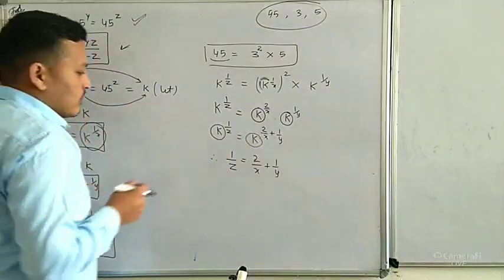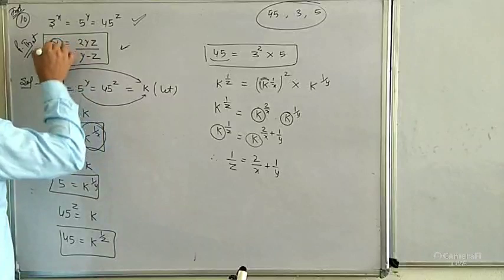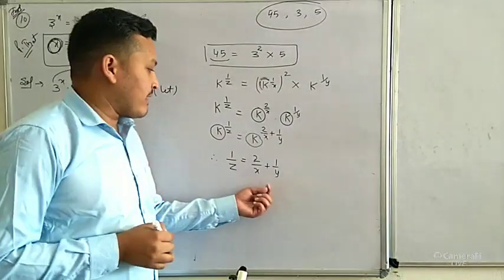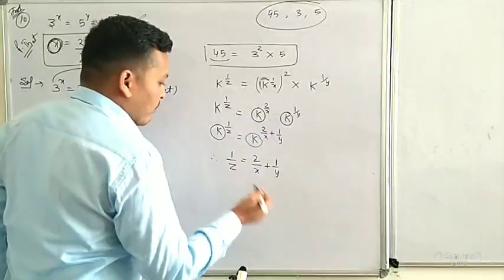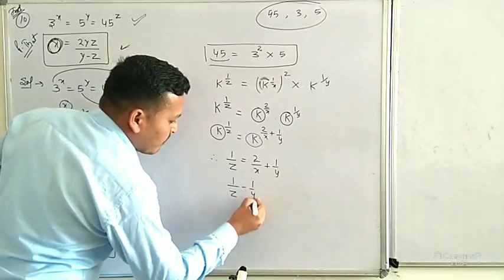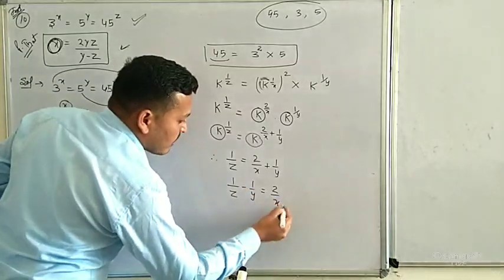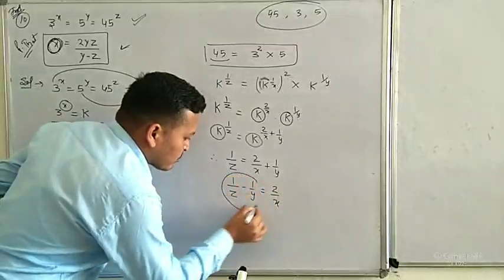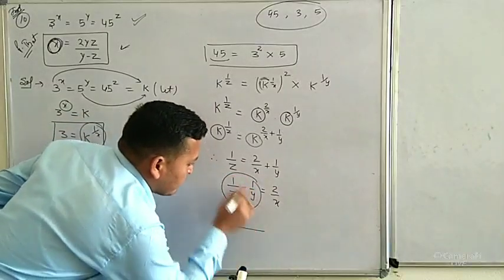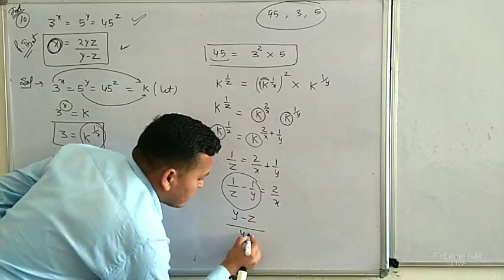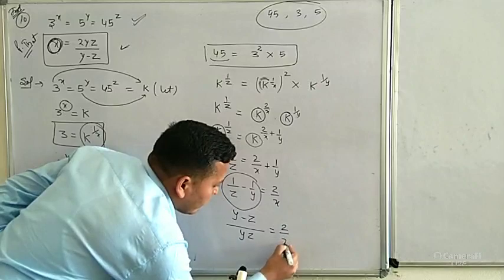But now we have to arrange it. So how can we arrange? Here is the value of x, means we need the value of x. So how can you calculate the value of x? First take the y and z on the same side, so we can write 1 upon z minus 1 upon y is equal to 2 upon x. We are doing this to calculate the value of x. Okay, so now solve this one. Take the LCM, so LCM means cross multiply: y minus z upon y into z is equal to 2 upon x.